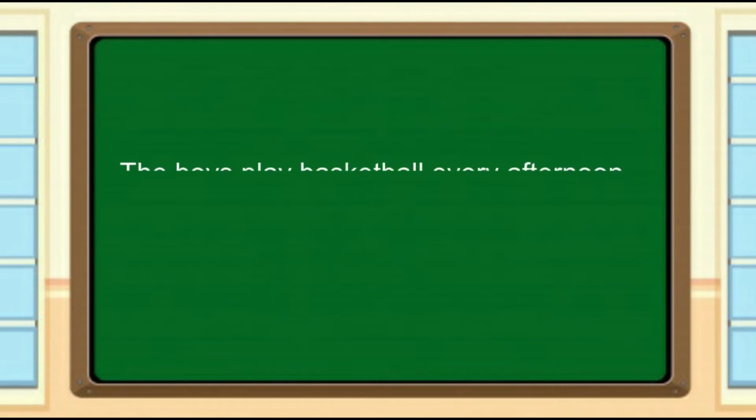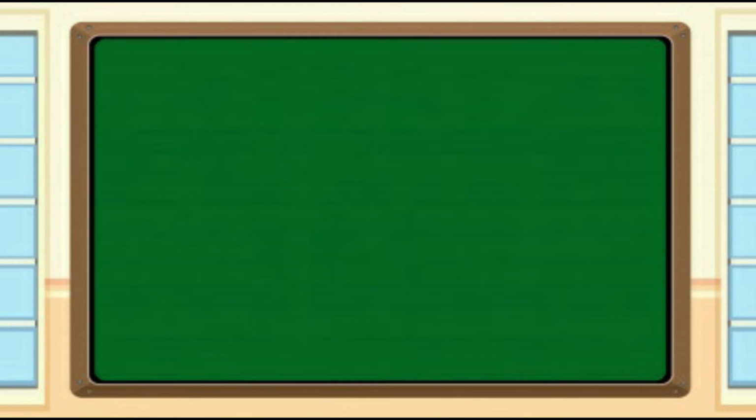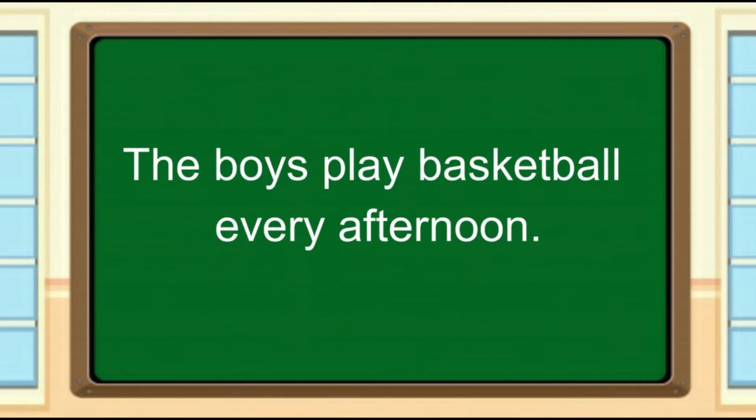Let's have another one. The boys play basketball every afternoon. The subject of the sentence is the word boys. Boys is a plural noun. Therefore, we must use the plural form of the verb, which is play. The plural verb has no letter S or ES in the end. It uses the base form of the verb. So we will say, the boys play basketball every afternoon.